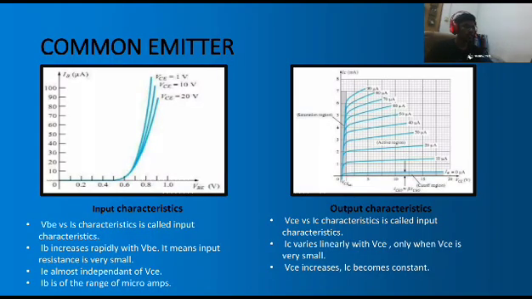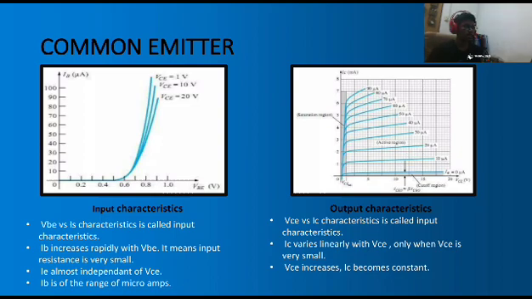After that, common emitter: the input characteristic and the output characteristic. The VBE versus IB characteristic is called the input characteristic. IB increases rapidly with VBE, which means the input resistance is very small. The VCE versus IC characteristic is called the output characteristic. IC varies nearly linearly with VCE only when VCE is very small.